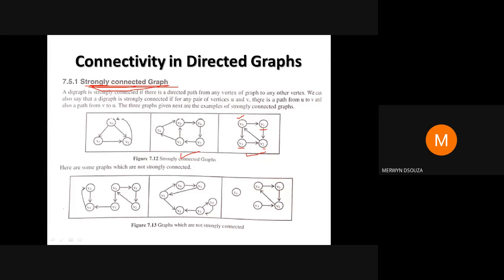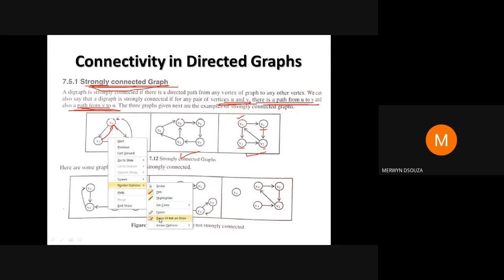There is a path from U to V and also there is a path from V to U. If you call those vertices U and V, then this condition will be true. There is a path from U to V and V to U. It need not be a direct path. Please remember, we are not talking of a direct path. I'm not saying that from V2 there should be a direct path to V0. I'm saying there should be a path. The path could involve another vertex also, or even another 4-5 vertices, that is fine.